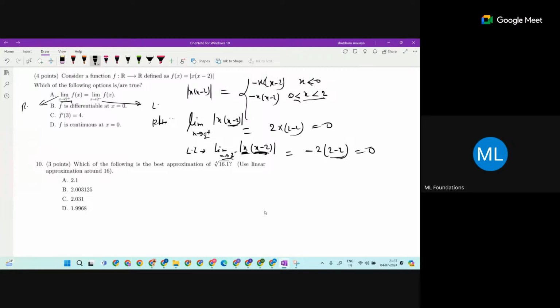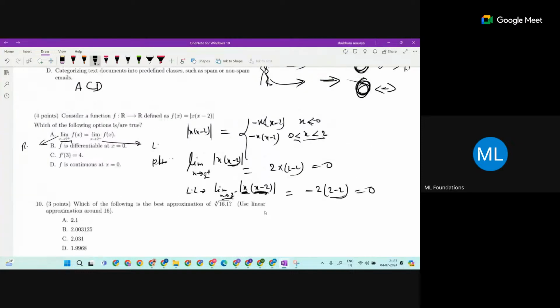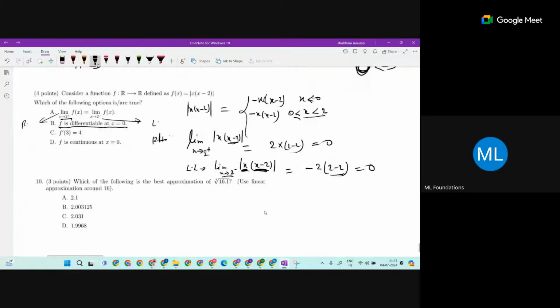We have to check whether the function is differentiable at 0 or not. So directly let's do it as per the definition: the limit as h goes to 0 of f(0 plus h), the function value at 0, divided by h.